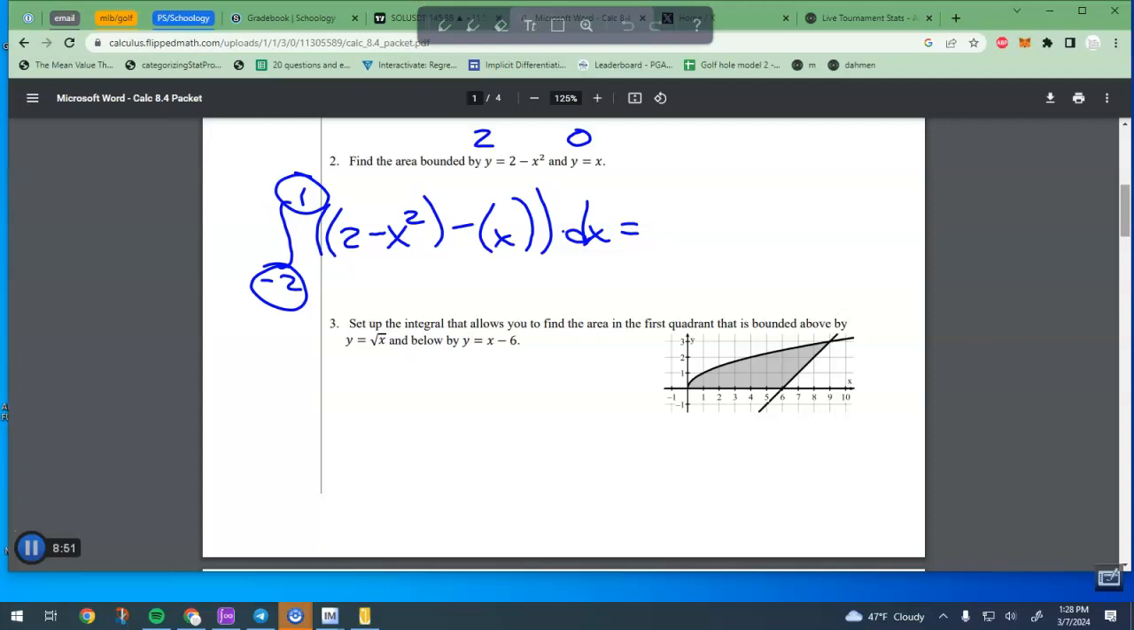You do not have to simplify it. If it said just set up, that is perfectly legitimate. I wouldn't go any further than that because you might make a mistake.